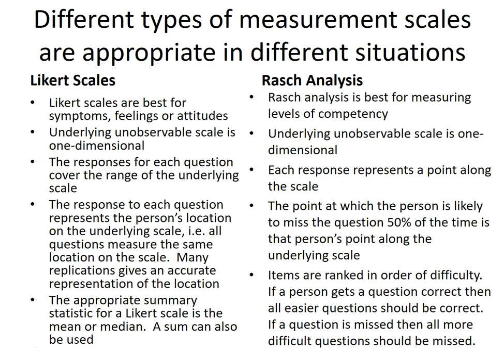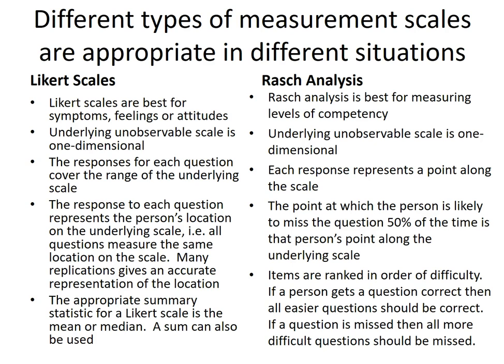So just to summarize between the two types of measurement scales, the Likert scales are best for symptoms, feelings, or attitudes. And the Rasch analysis is best for measuring levels of competency. The underlying observable scale is one-dimensional in both cases. They're both non-observable dimensions that are subjective scales trying to create an objective measure. The response in the Likert scale, each question covers the range of the underlying scale. In Rasch analysis, each response represents a point along the scale.